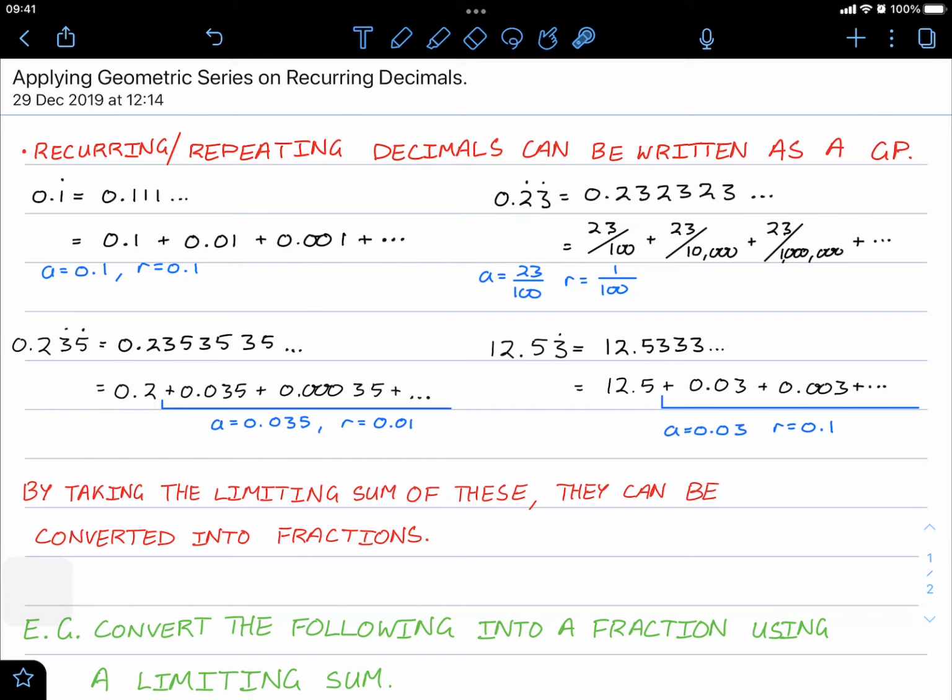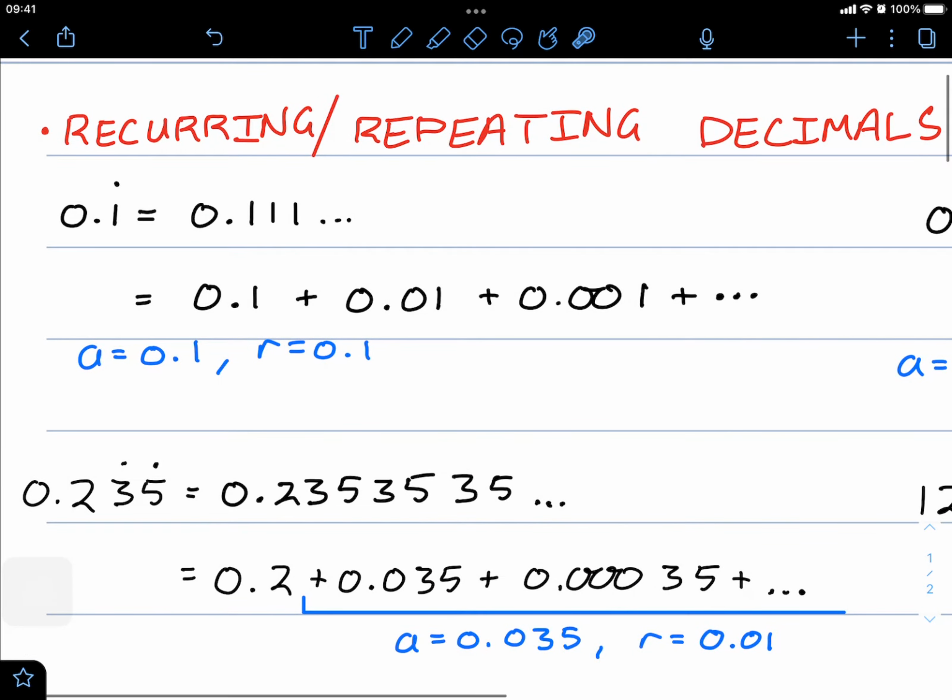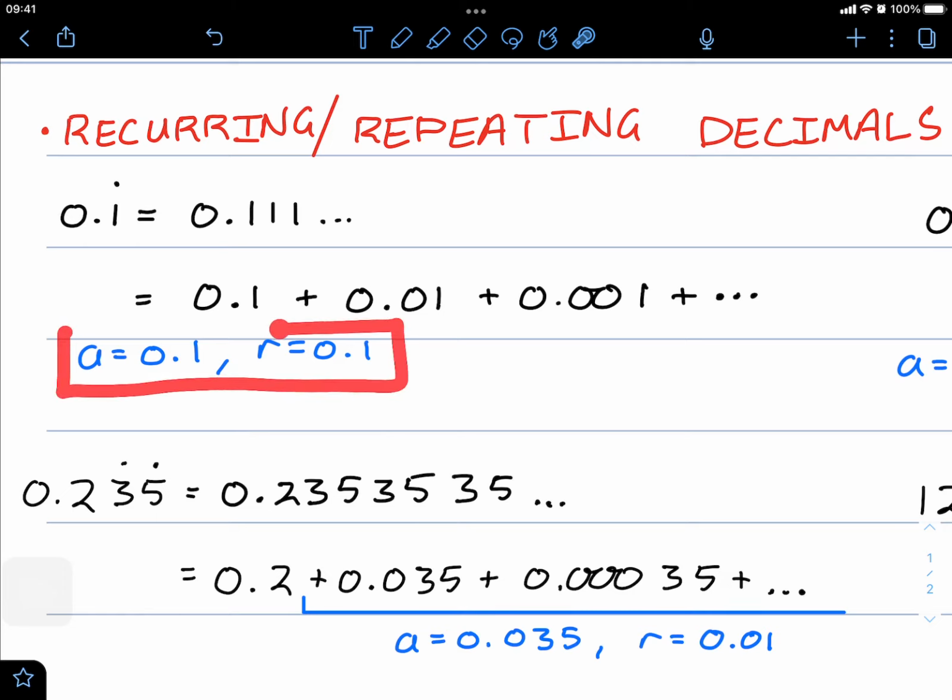Hello class, this is a video tutorial on applying geometric series on recurring decimals. Recurring or repeating decimals can actually be written as a geometric progression or a geometric series. So for example, 0.1 recurring, we know it to be 0.11111, etc. If we write this in expanded form, it's 0.1 plus 0.01 plus 0.001, etc. You can see from this that it's actually a geometric sequence or series where a is 0.1 and the ratio is 0.1 as well.